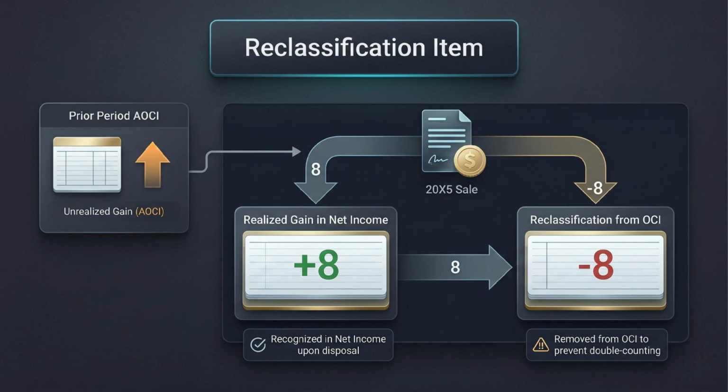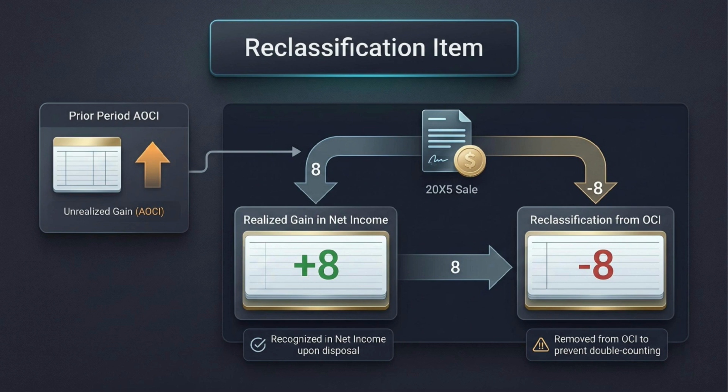During the year, Northbridge sold part of its available for sale debt securities portfolio and realized a gain of 8. That gain is recognized in net income when the securities are sold. But the same gain had already been sitting in AOCI from a prior period as an unrealized gain.